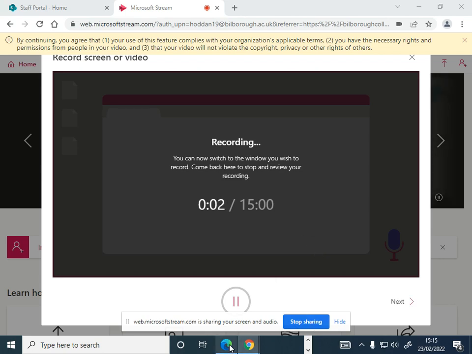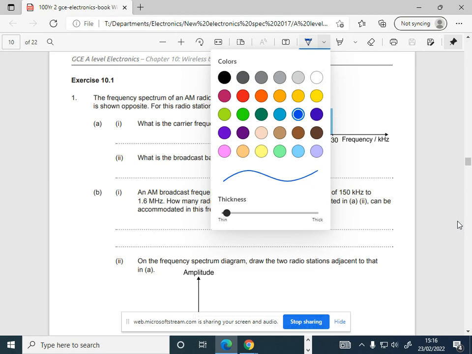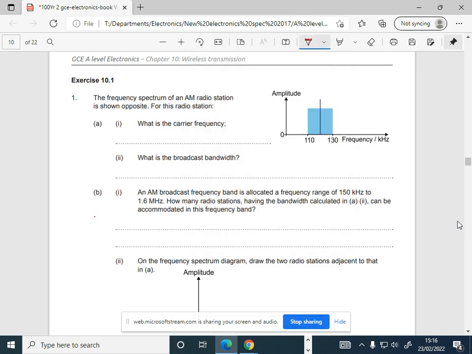Okay, hello. So I'm going to go over the wireless transmission. First of all, what is the carrier frequency? I'll try and do this in a color that everybody can clearly see. The carrier frequency is 120 kilohertz. Broadcast bandwidth is obviously the whole thing. Base bandwidth is half, broadcast is a whole lot. So obviously in this case, it will be 20 kilohertz.